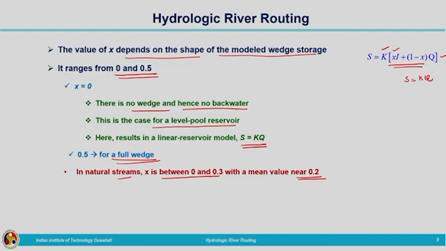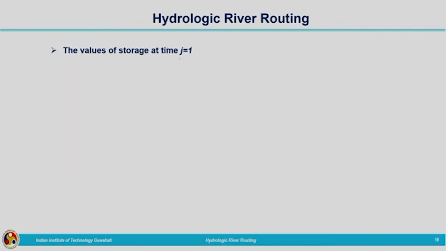We can assume the variation taking place in the inflow and outflow and the corresponding storage to be linear. So, the value of storage at time j... We are dividing the entire time step into n different time steps. At the point j, we are considering the jth node, and that j is equal to 1, that is, we are starting from the beginning.